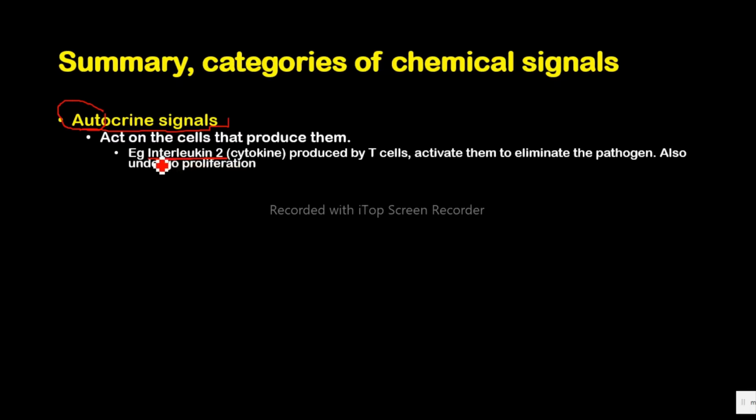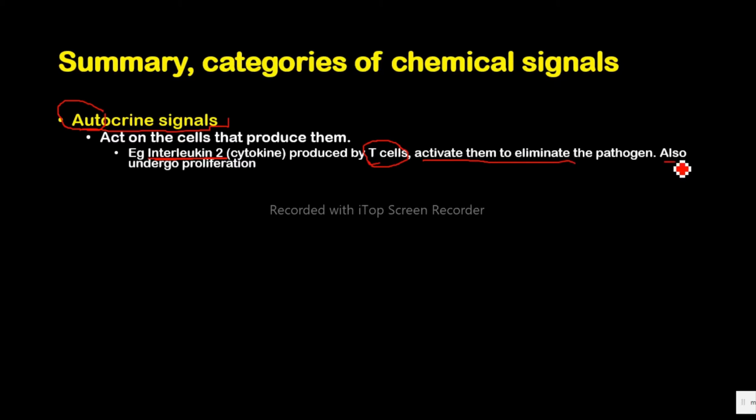Now this is a cytokine. It is a chemical that is produced by the T cells. An example is the T killer cells. Now, when you produce this interleukin, as a T cell, it will activate the T cells that have produced this interleukin, and it will also stimulate these T cells to undergo proliferation.